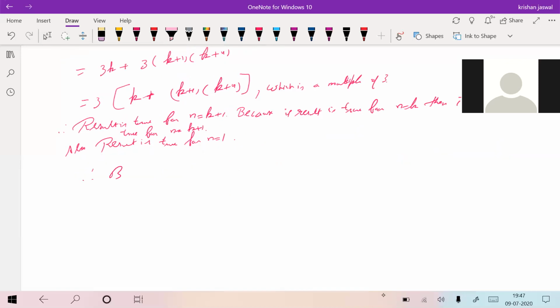Therefore, by the method of mathematical induction, the result is true for all n belongs to N.